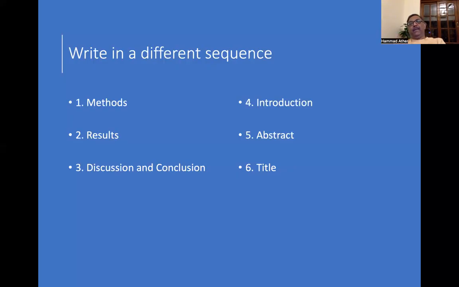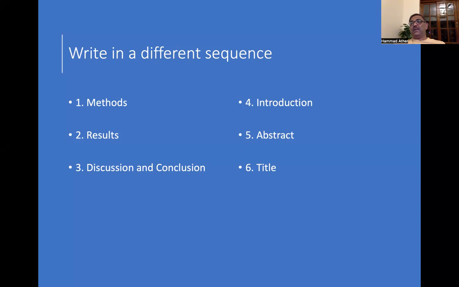But when you're writing a paper, the sequence is methods. You will write the methods first, obviously. It's quite simple. You know exactly what you have done and the way you have done it. So write your methods first. Once you have written the methods, then what has come out of your methods is your results. And then there is discussion and conclusion. Number 4 comes the introduction. In the end, you're going to write the abstract.